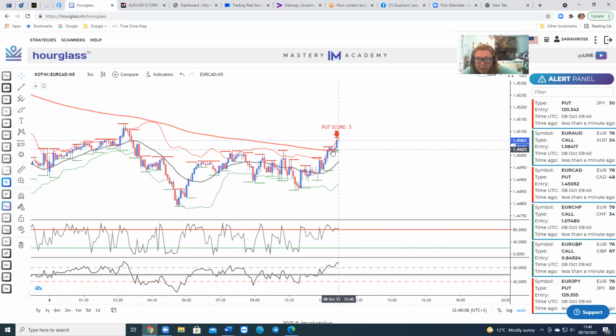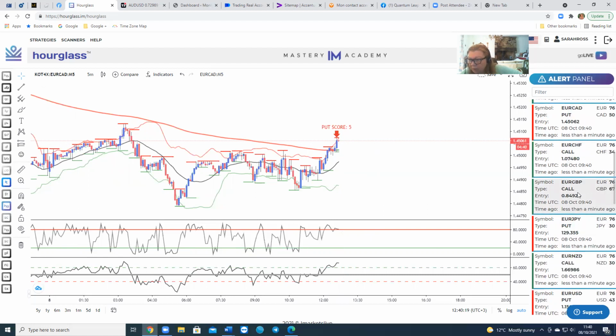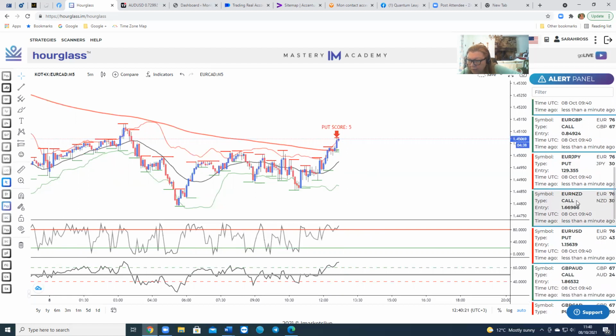It's just switching here. So it's doing a retrace back. So that might take it to the hour. So I'd probably wait for the hour on something like that. Euro Chef I would ignore. Euro GBP I wouldn't trade in London. Euro JPY I wouldn't trade in London.